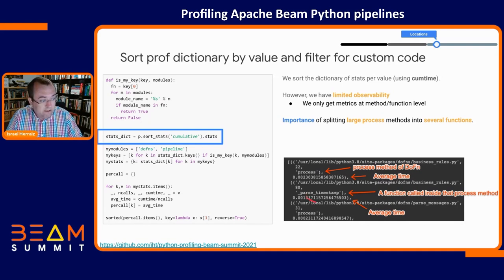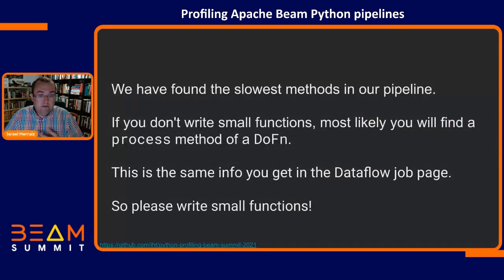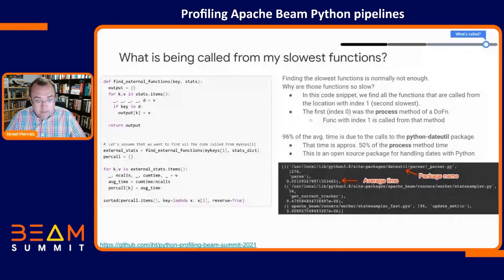See, if I don't split this here, the information that I will find out is that this process method of this two function is where I'm spending most of the CPU. I already knew that. The Dataflow web page of the job already told me that. I already knew that, okay? But if I split into smaller functions, I get more information about where the CPU is actually being spent. So if you try to write more and smaller functions, that will be better for debugging and profiling, okay?